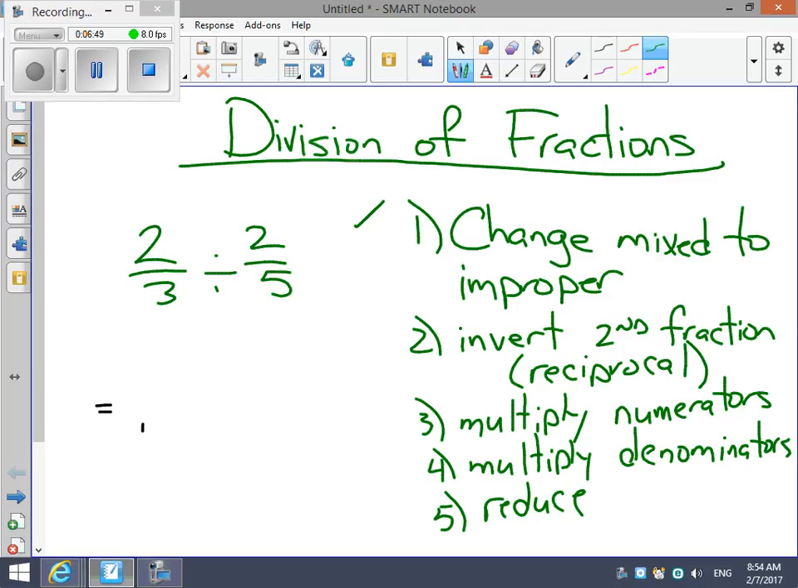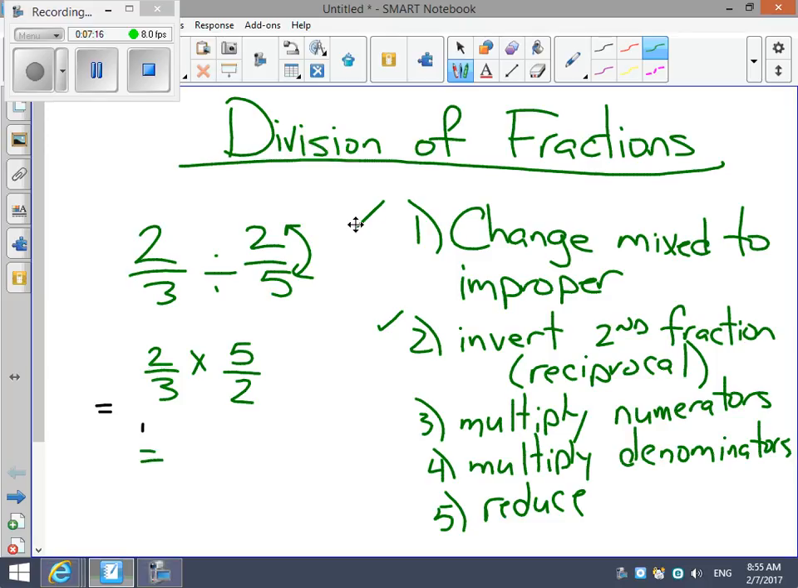The next says change or invert the second fraction. So what it wants you to do is leave the first fraction the same and change 2 over 5 to 5 over 2. And that's called a reciprocal. You just take the second fraction and put whatever was on the top on the bottom and vice versa. And then you change it back to multiplication. And joy, oh joy, because we've done multiplication and this is not hard anymore.